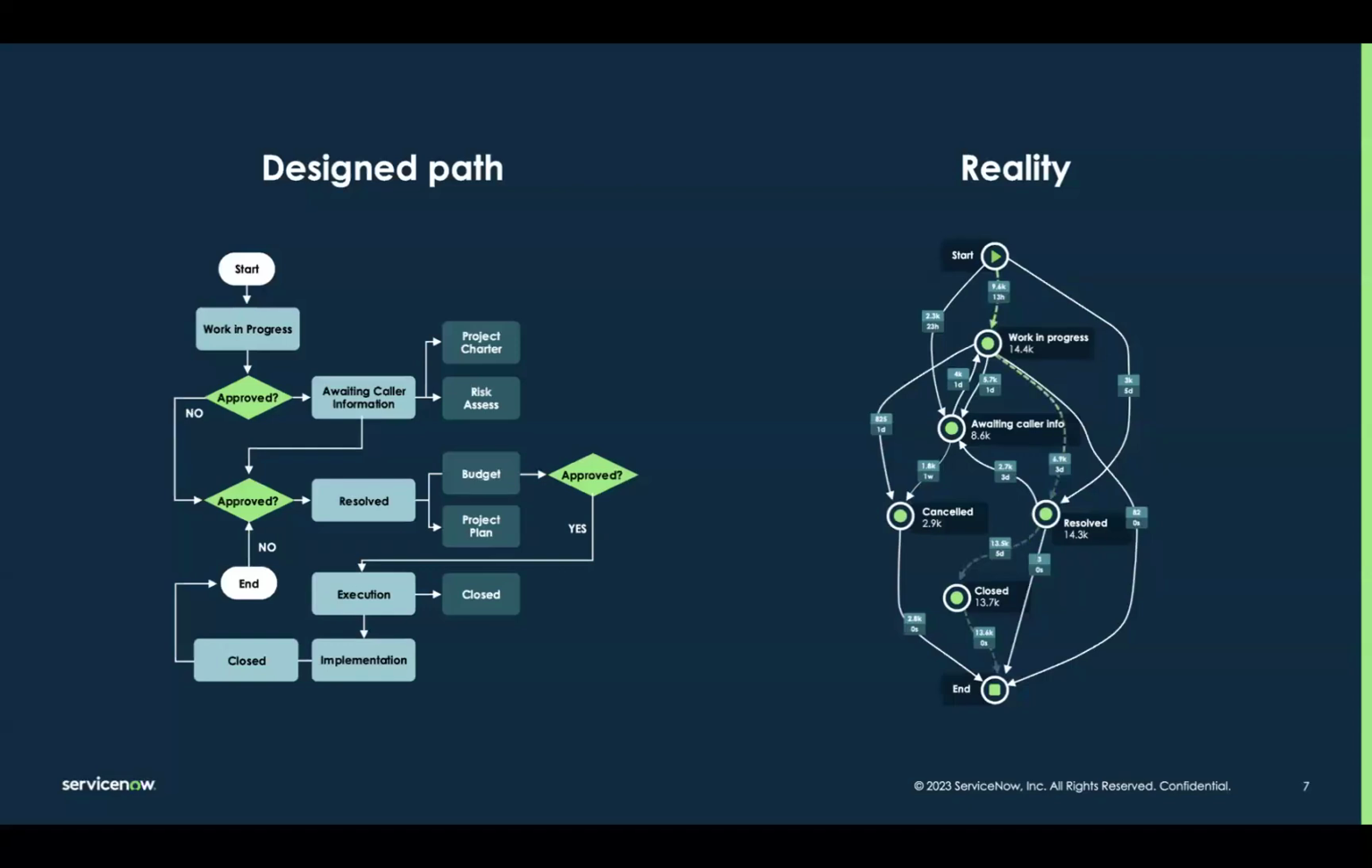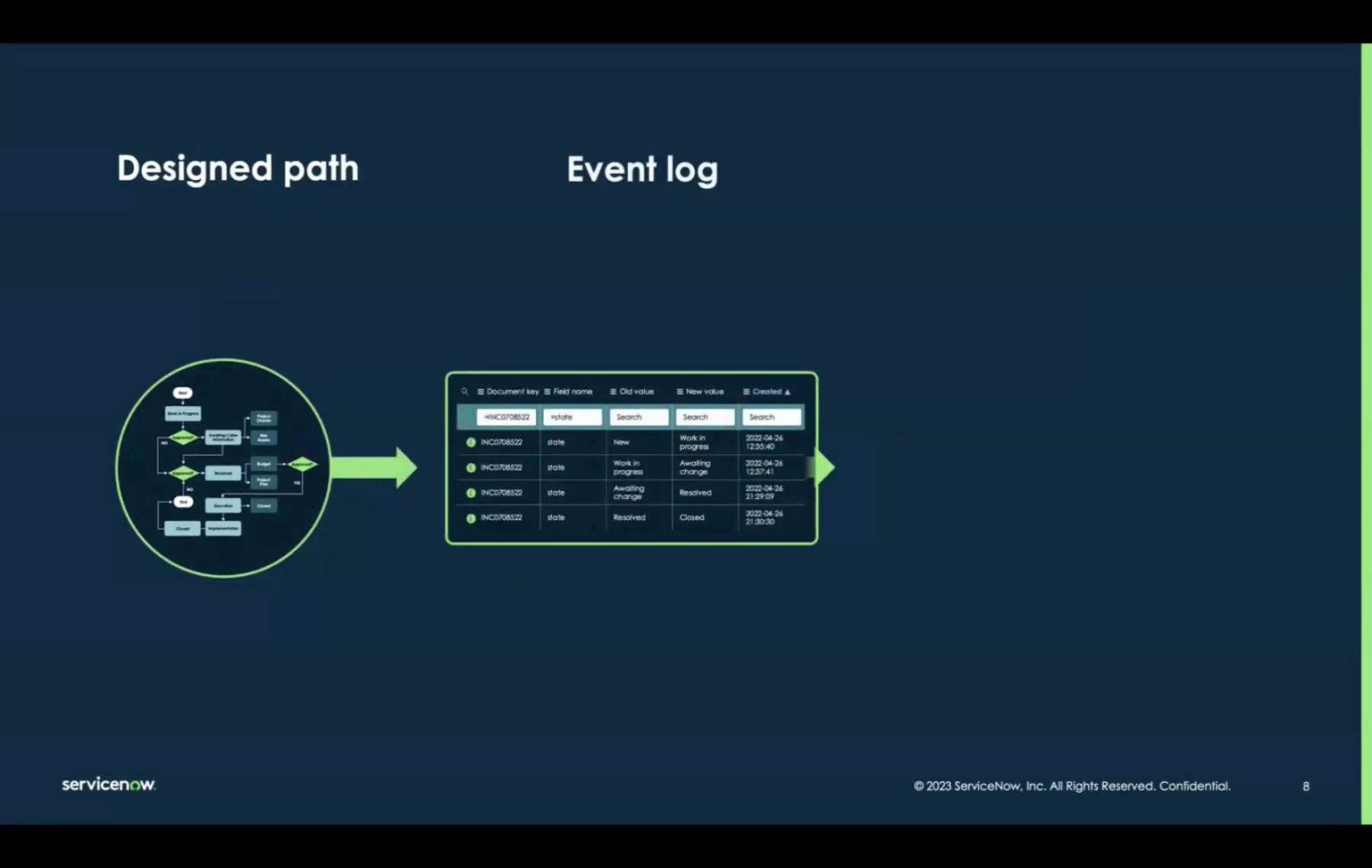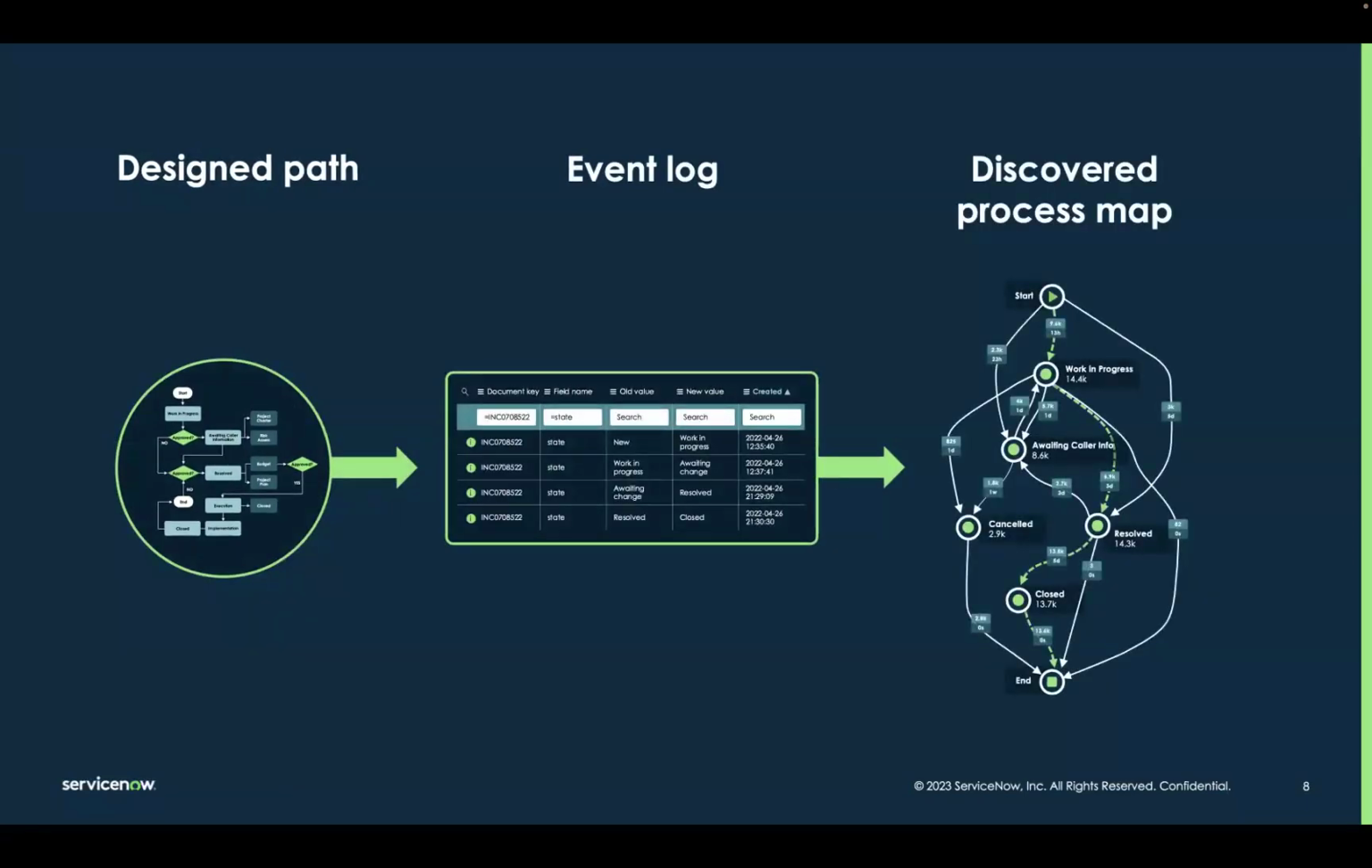Now, identifying what is actually happening within our business processes and then improving them isn't always easy. What process mining allows us to do is use the audit log data that is generated as records move through a given process to create a visual representation of what is actually happening.